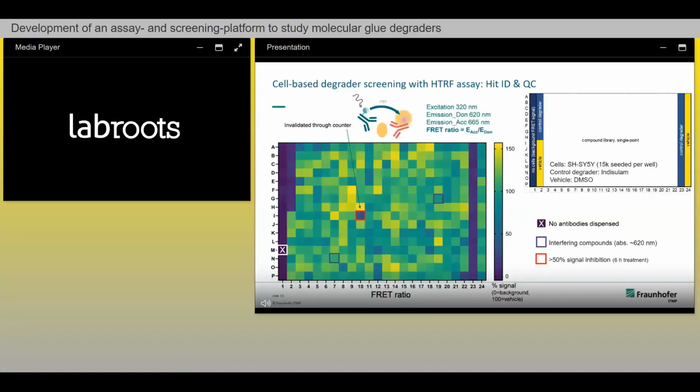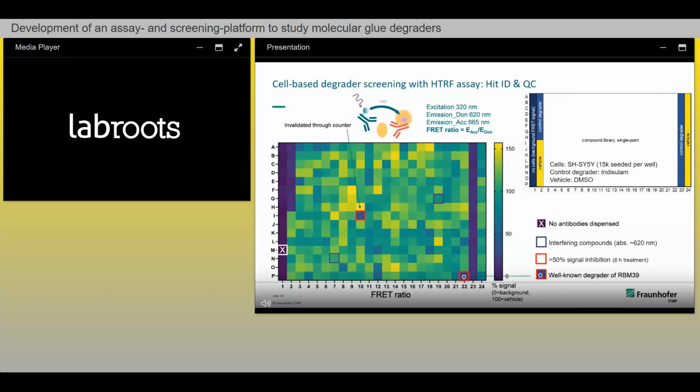And we go back to our threat ratio heat map, where we initially had seen those 2 hits that were identified on this plate, and one of the hits that is marked now was actually then later on invalidated through a counter assay. And the other hit that we found was a well-known degrader of RBM39.